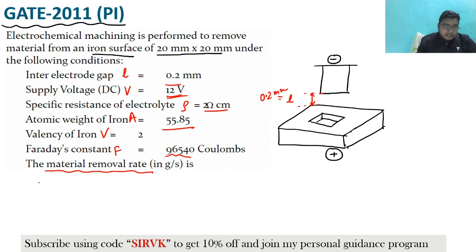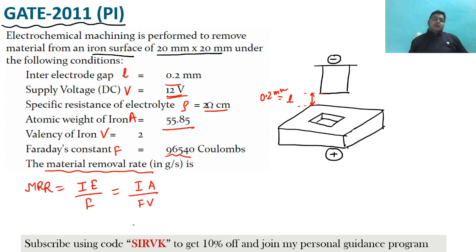Try to understand here that MRR is given by I E by F, isn't it? Now we also know that E is A by V. Yes or no? So I A by F V. This is the MRR that we are going to get here.